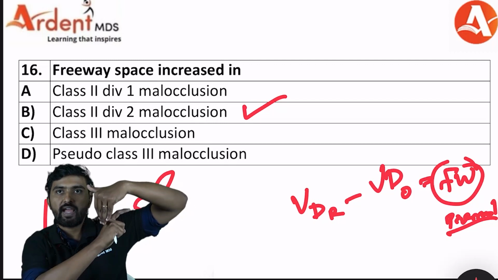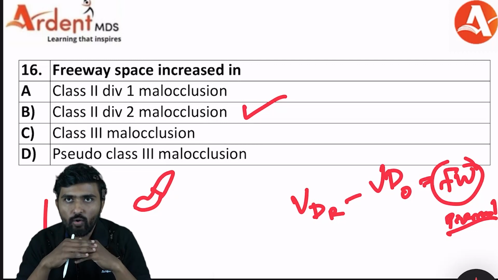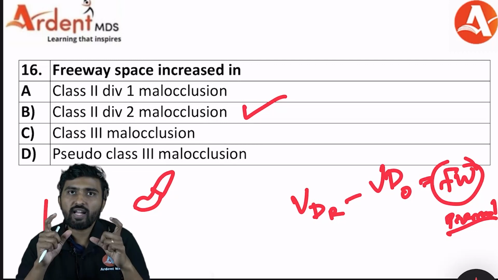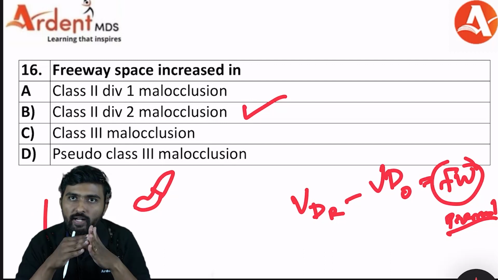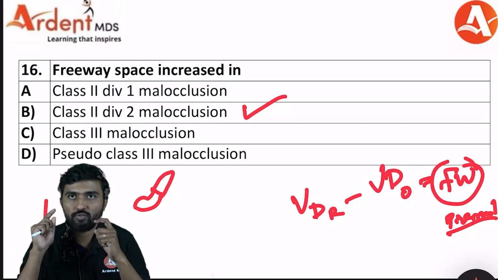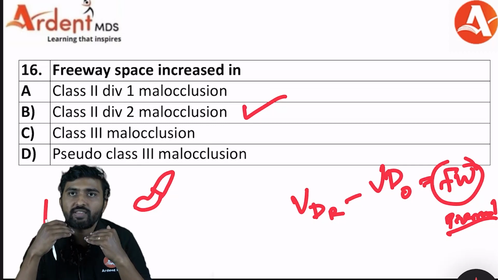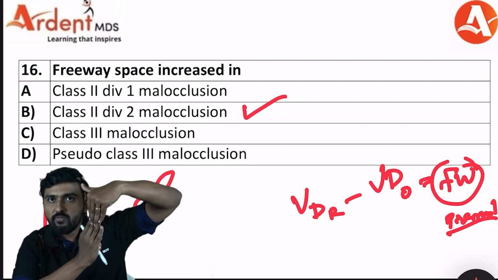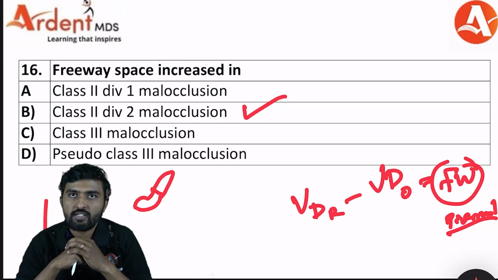At that time the freeway space increases. Generally there is a correlation between the gonial angle and increased freeway space. Patients who have an acute gonial angle will have increased freeway space. That is one relationship. Number 2, with respect to the teeth, the patient who wants to bring the mandible forward will have to make a steep forward motion. At that time the freeway space also increases. So the answer for this question is class 2 division 2.